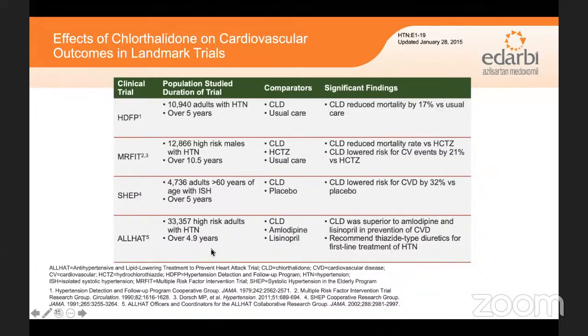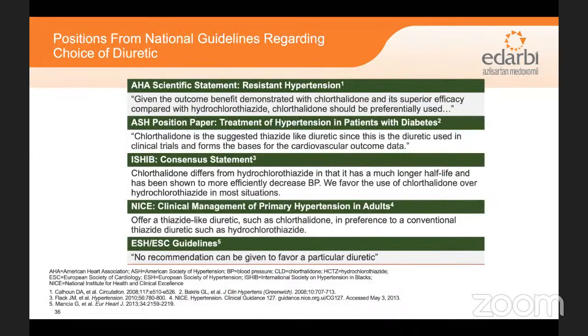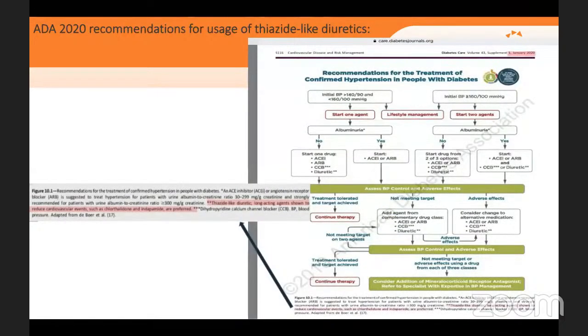And in the clinical trials, starting in the early 90s in the ALLHAT trial, chlorthalidone was superior to amlodipine and lisinopril in preventing cardiovascular disease. Same thing in the SHEP trial, MRFIT and HDFP. They all showed strong evidence for chlorthalidone, which reduced mortality in the range between 17 and 36%. And that's why in most of the national guidelines, when they talk about the diuretic of choice, they highlighted chlorthalidone as more potent, more effective in reducing the blood pressure, and with more data from different randomized trials. And recently, the American Diabetes Association also highlighted that chlorthalidone should be the diuretic of choice when adding it to the ACE inhibitor or ARB.